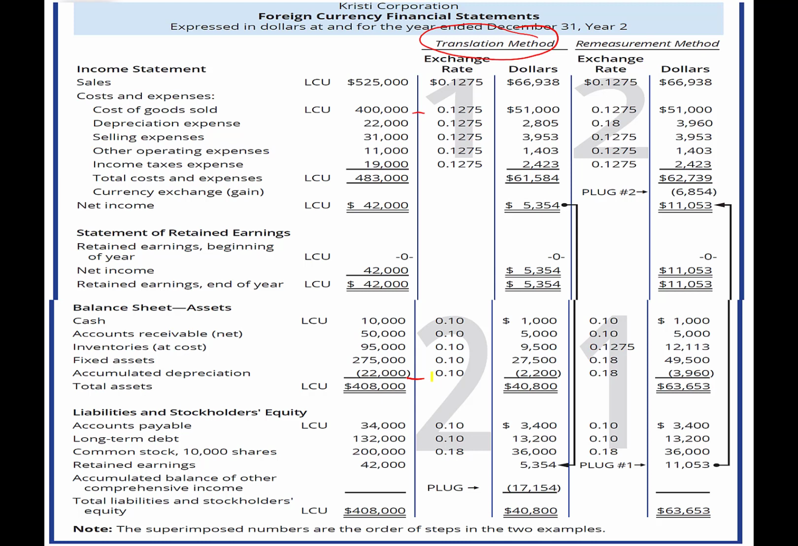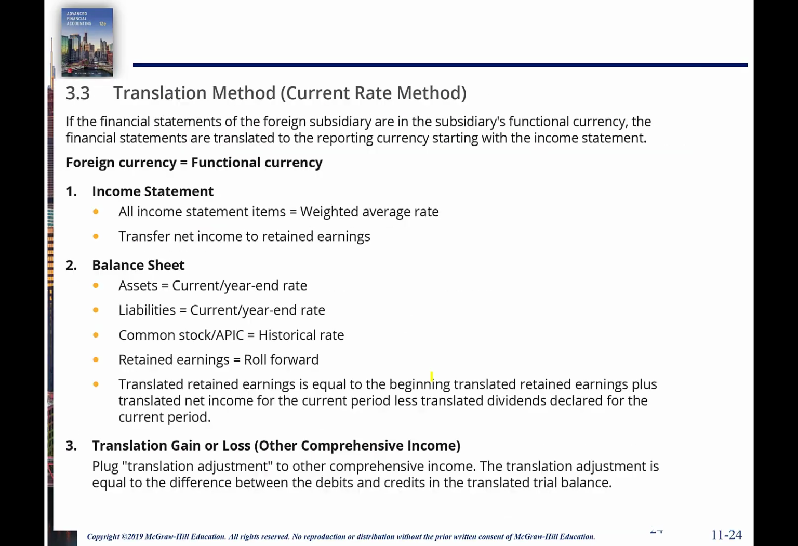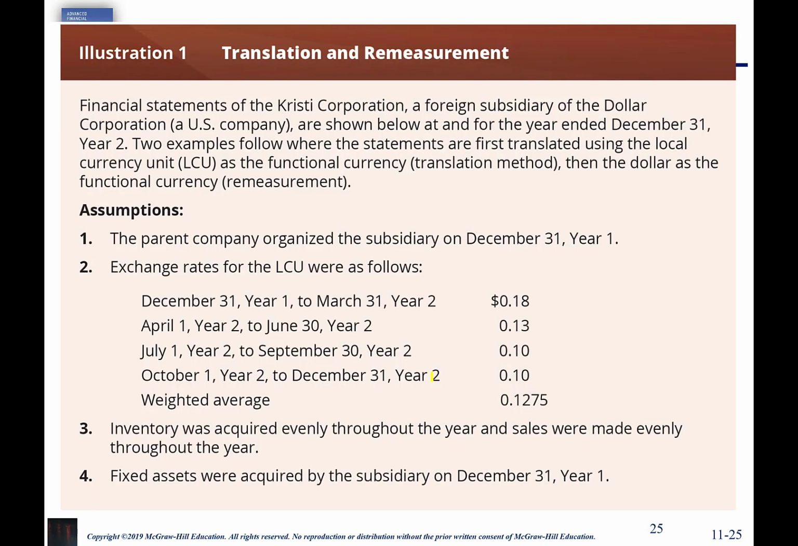translate the balance sheet. The balance sheet won't balance, and we'll plug in a number down in the equity section here that will be another comprehensive income number that we'll report as a foreign currency translation gain or loss. Okay. Now the translation method, remember guys, was also called what? The current method. And so it's pretty easy to remember.